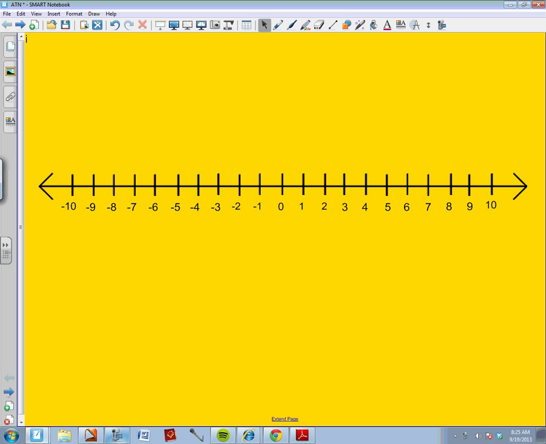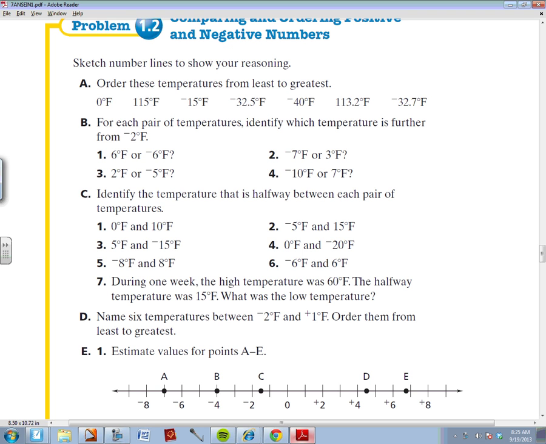Okay, this is the extension of first period. So if you're in first period, we got pushed by picture day, and that's fine. Let's look at number 4 here on part B. So 4 on part B.